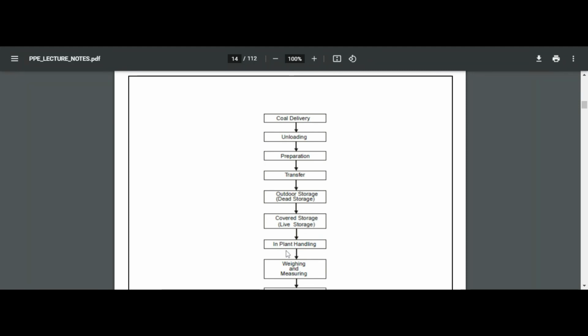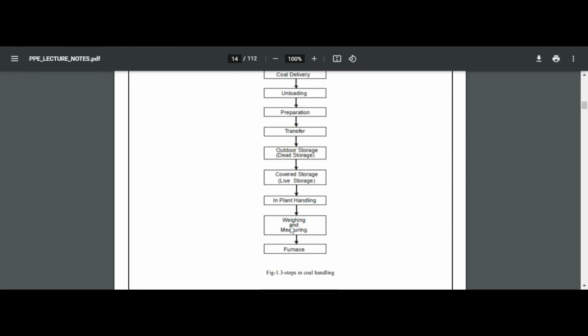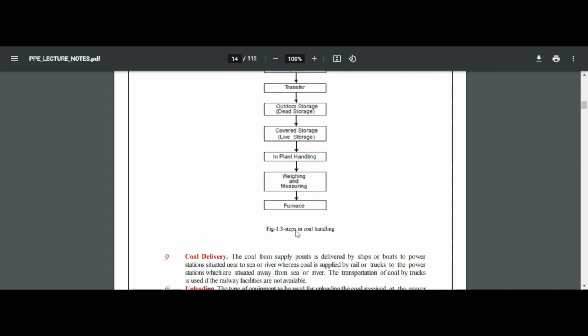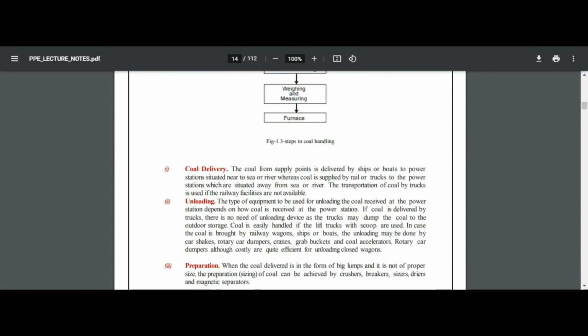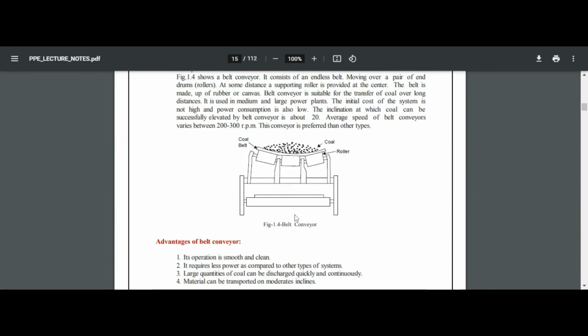Next is in-plant handling. In-plant handling means transferring the coal from live storage to the furnace. Next is weighing and measuring. Weighing and measuring means, suppose we feed 10 kg of coal per minute, that is weighing and measuring. Next, the coal is transferred to the furnace. This is the coal handling system.